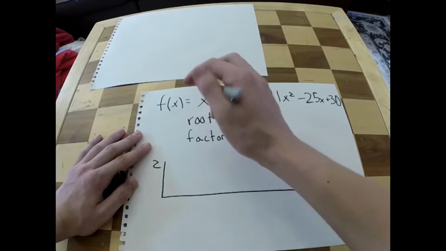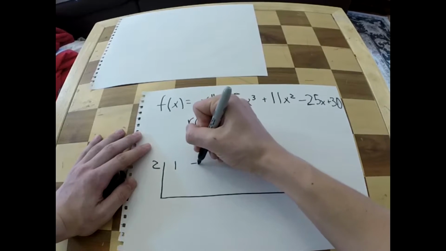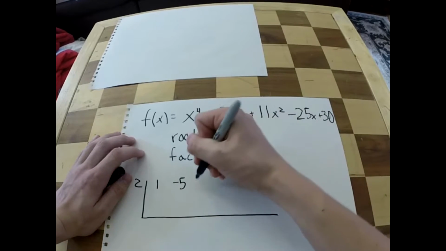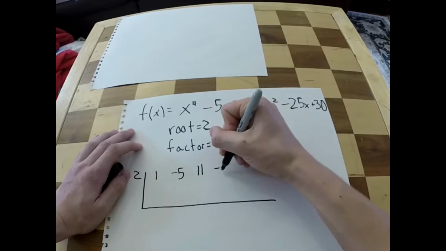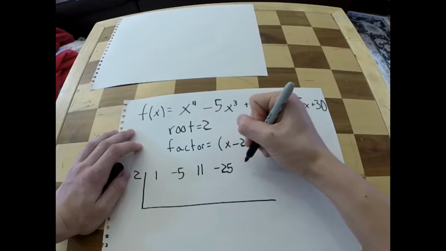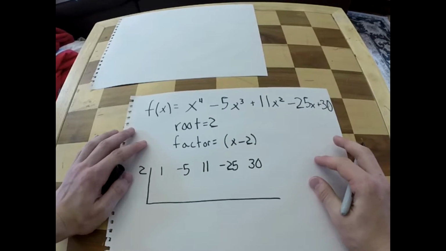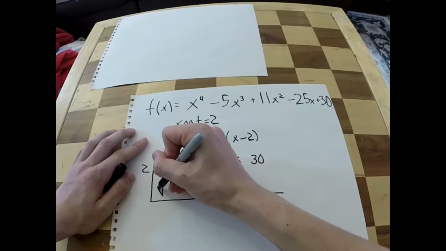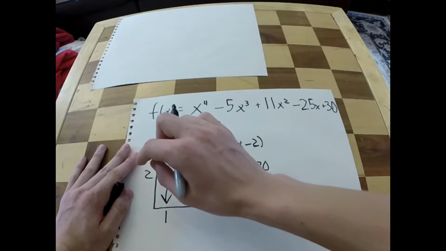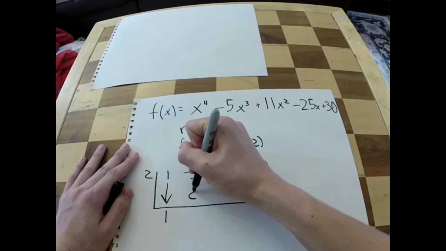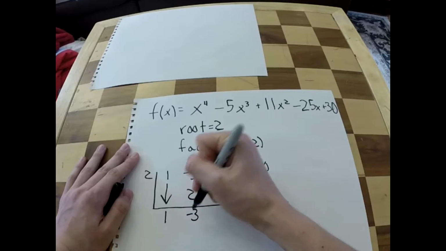So this would be 1. This would be -5. This would be 11. This would be -25. This would be 30, the constant term at the end. So what we're going to do is first bring this one down. So that's 1. So then we're going to multiply 1 by 2. So we get 2. We write that there. Then we add these together. We're going to get -3.